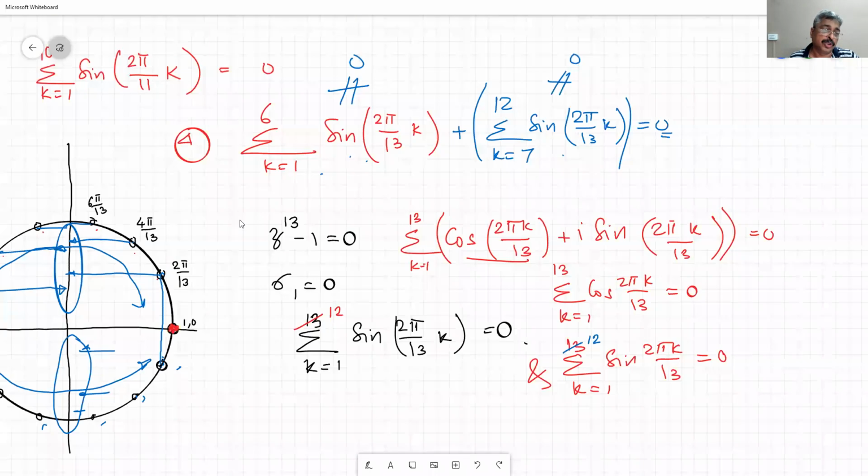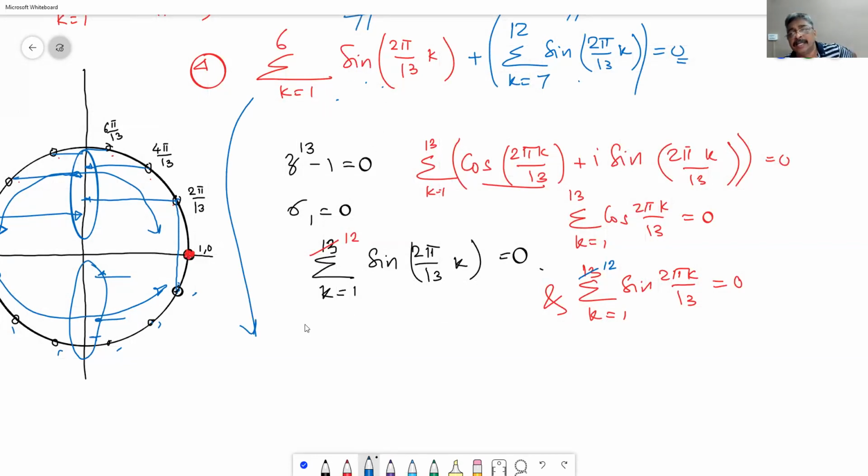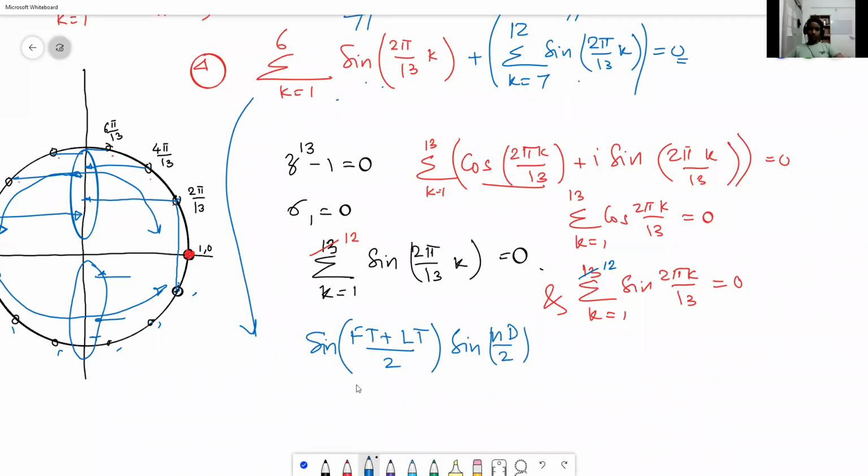So now let us use trigonometry to add them and find their sum, because these angles are in arithmetic progression. When we have a summation of sine, what is the formula? Sine of (first term plus last term) by 2, times sine of nd by 2, upon sine of d by 2.